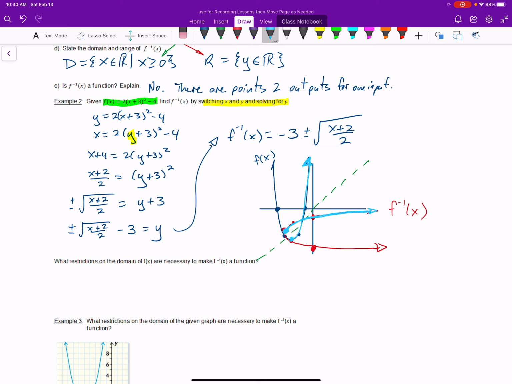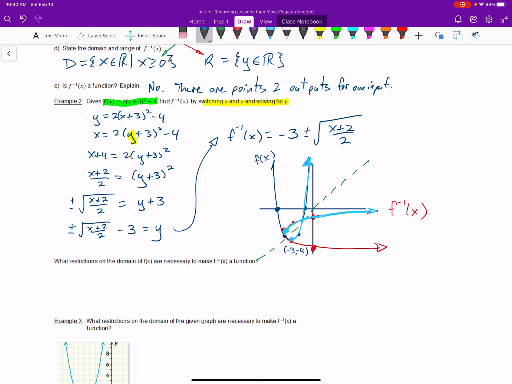So I can make my inverse be a function if I just cut my original function in half along the axis of symmetry, is really what it boils down to. So again, the vertex for the original function was from the equation -3, -4. So the axis of symmetry has to be x equals -3. So if I restrict my original function so that x is greater than -3, or greater than or equal to, that doesn't matter if I include the vertex, that will make it so that I only have the upper half of the sideways parabola for my inverse.